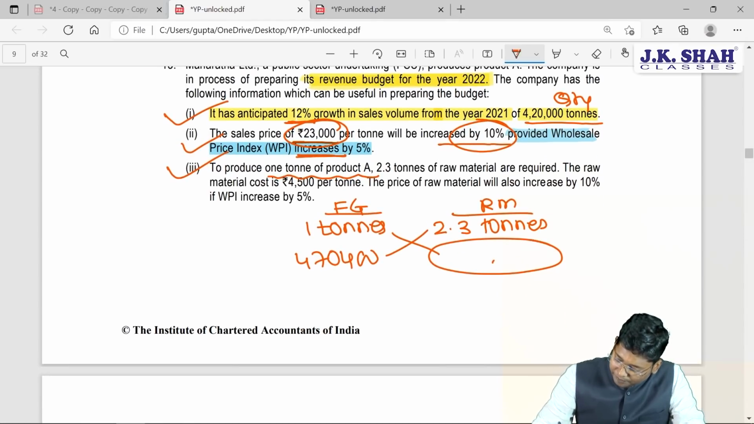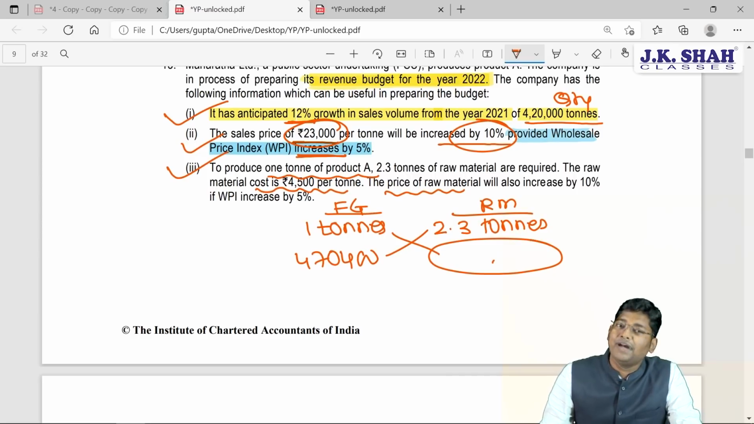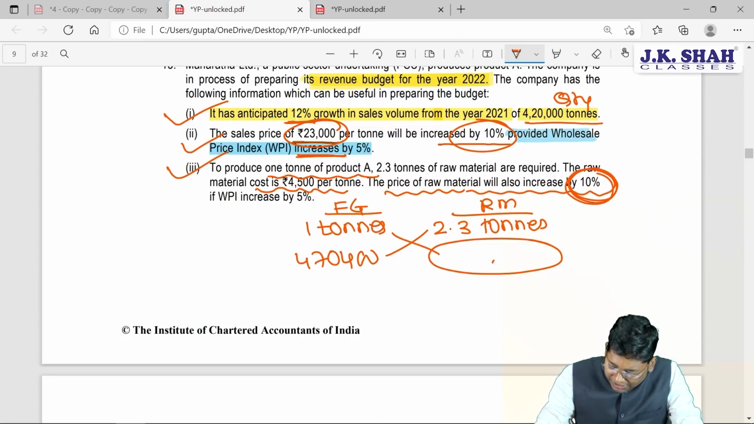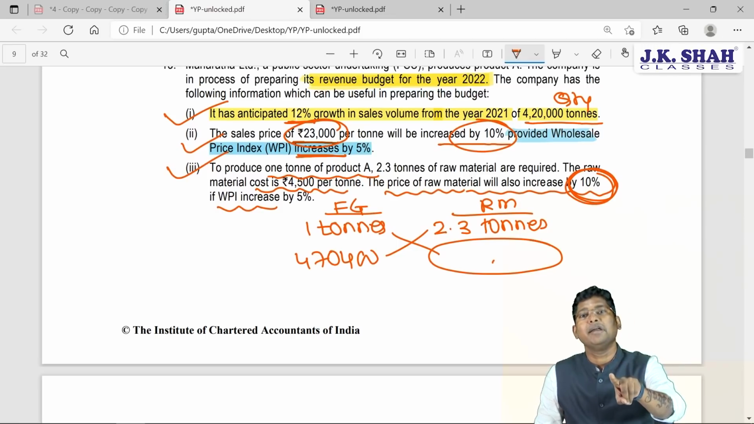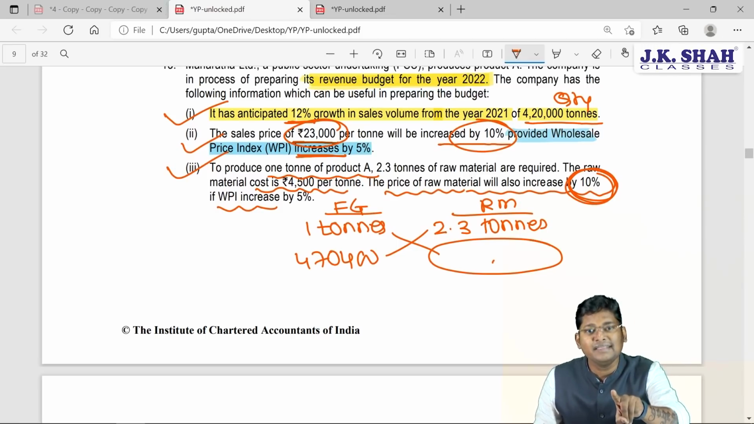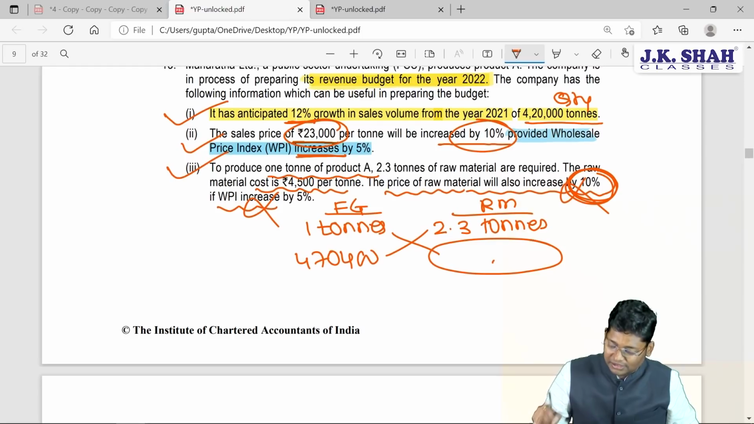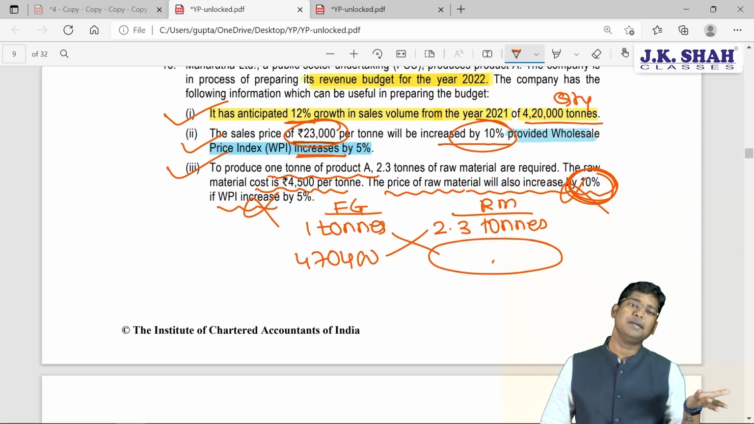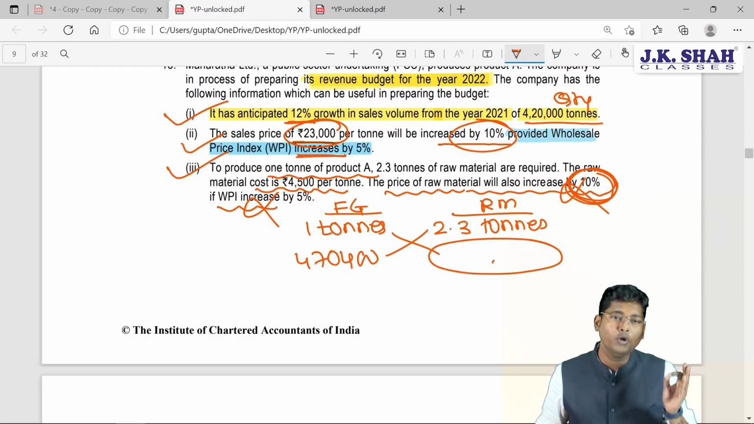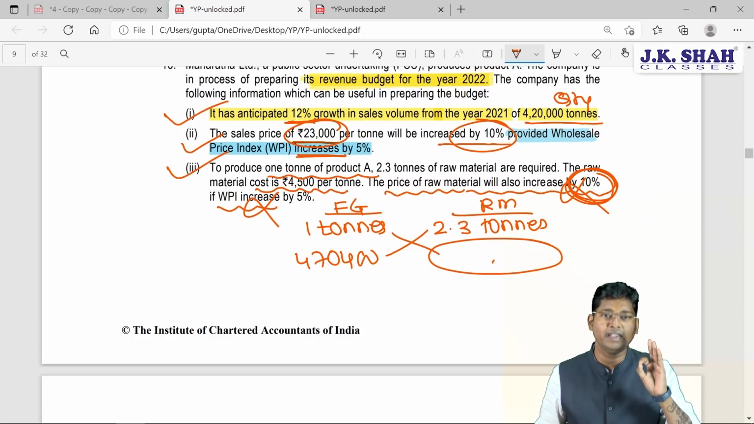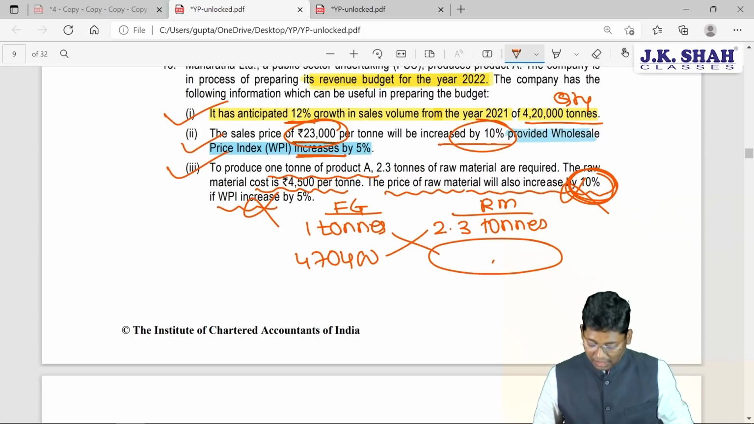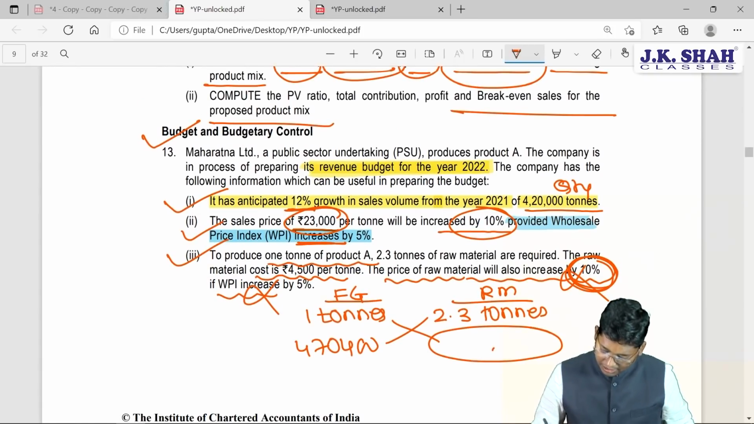Now, this is the only quantity of raw material which you are going to consume in the current year as well as future year. The price of raw material is given, that is 4,500 per ton at present. The price of raw material will also increase by 10% if WPI increases by 5%. Is your WPI increasing 5%? No. So this is an invalid change which we are not going to consider while solving the sum, as WPI is getting increased only and only by 4%.